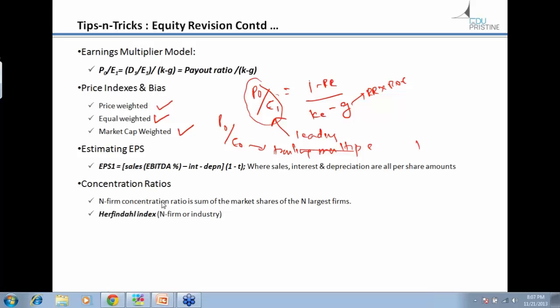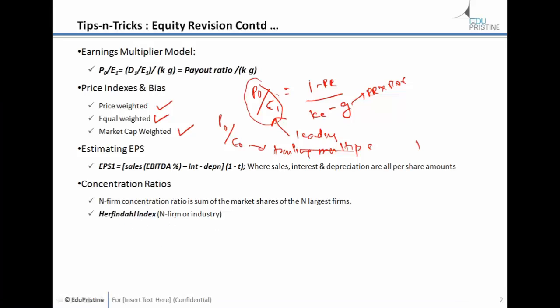Now there could be questions which could test you on the concentration ratio and the HHI, or the Herfindahl index. So one must be very careful as to what the HHI index is. The HHI index is nothing but the summation of the market share of each firm, squared. So one must not forget to square each market share, and this has to be summed for all the different firms.